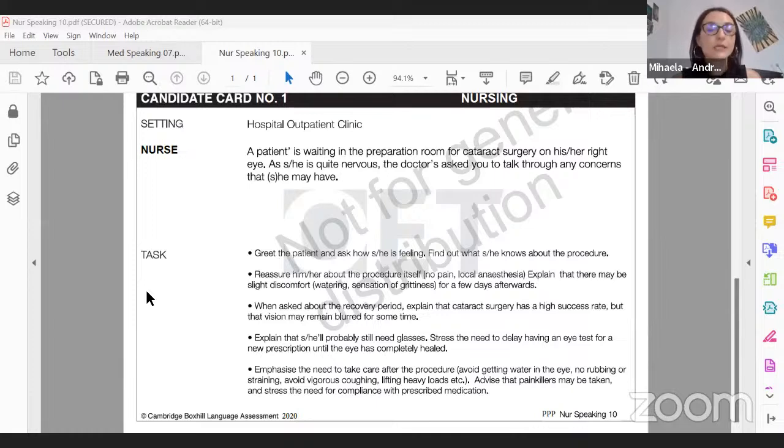Oh, I see. You mentioned earlier that I might still use glasses. Would I need my glasses, or do I need to get a new prescription? Depending on what the doctor recommends to you. I see. So I'll have to wait then.